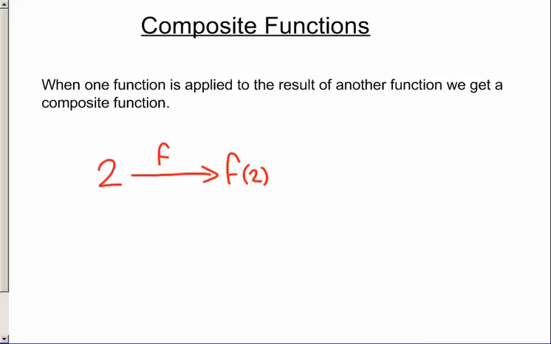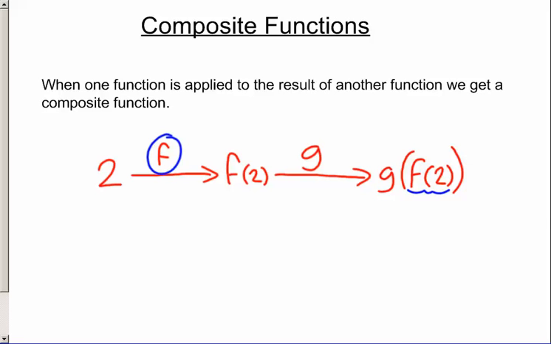And if we then take that result and we put it into another function g, then our result would be g of f of 2. And that's how we say it, g of f of 2. Now notice this notation has two letters in it, g and f. We always do the one closest to the number first. So we do f of 2 first, that's what we did first. And then once we've done f of 2, we then do g of that answer, the number we get out of that.